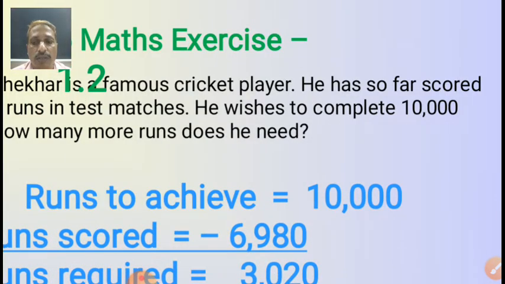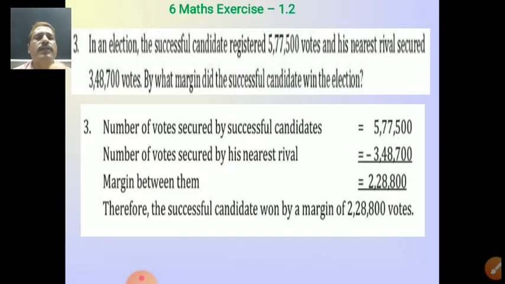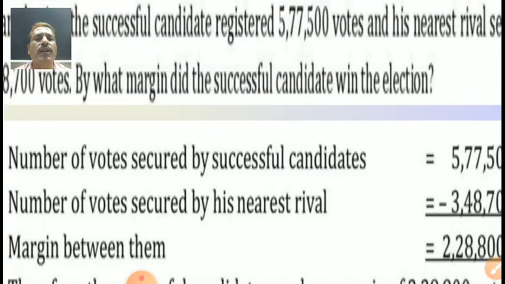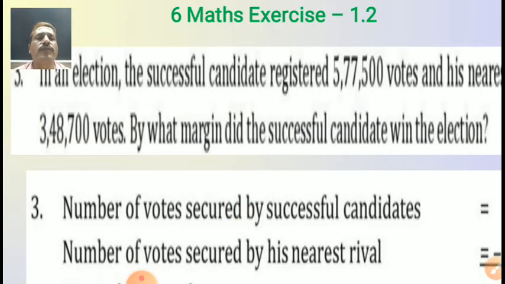Shall we move to the third question, students? Yes, very good. See, here is our third question of exercise 1.2, standard 6. In an election, the successful candidate registered 5,77,500 votes. Do you know what an election is, students?